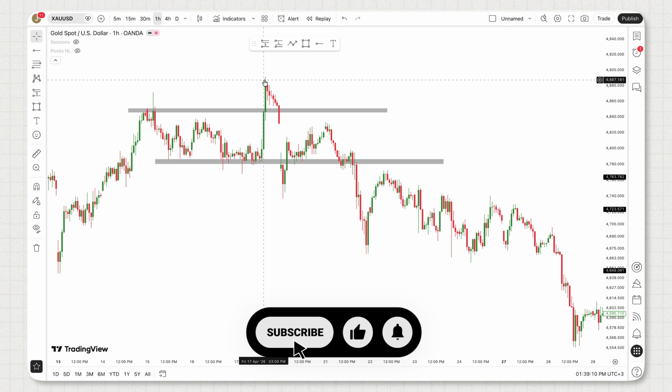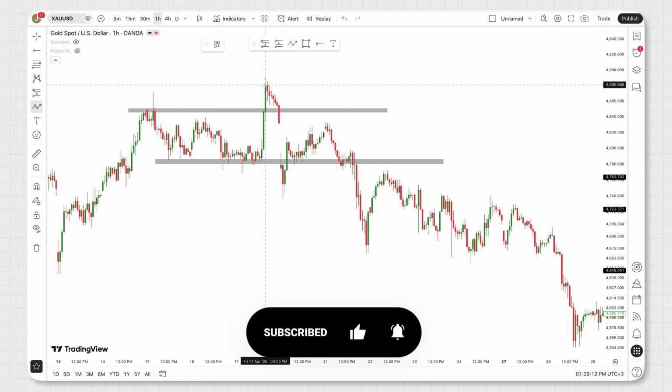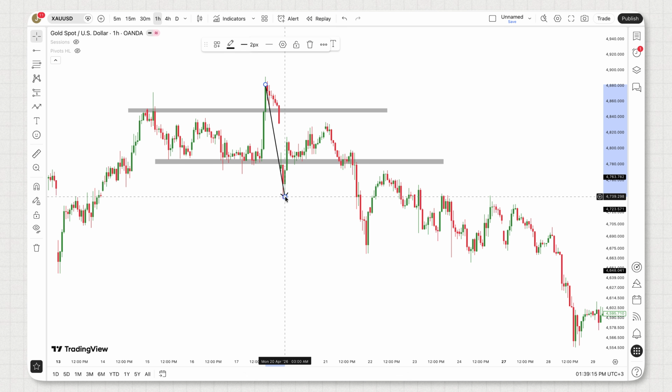But that was Friday and the market ended up closing. Come Monday morning, the market ended up breaking to the downside. And you remember what I told you? You mark your key levels and wait for a break of either, right?